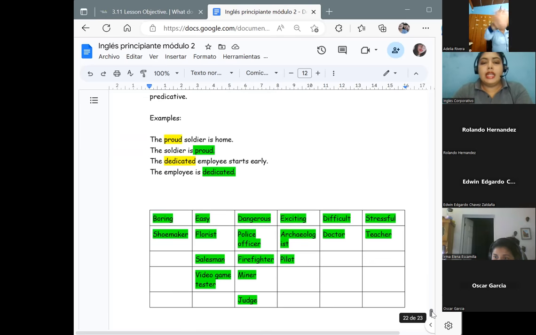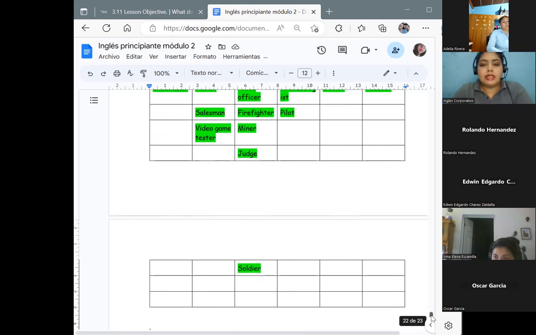The last part is this table, in which we were talking about the different kind of jobs, using some adjectives. Tenemos los adjetivos boring, easy, dangerous, exciting, difficult, and stressful, que son diferentes categorías que podíamos utilizar para expresar, ¿verdad? Algunos trabajos, cuáles eran los trabajos más aburridos, los más fáciles, los más peligrosos, los más emocionantes, los más difíciles y los más estresantes.